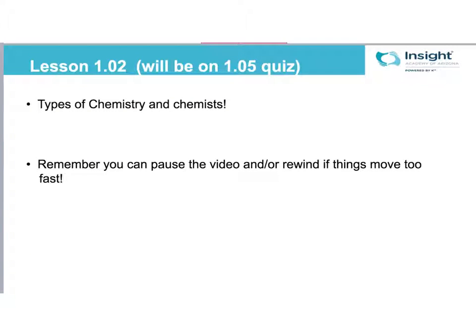Alright, so welcome to lesson 1.02 in Chemistry A. This lesson discusses chemistry in general, but the big focus is on types of chemistry and chemists. So we've already talked about the fact that chemistry is the study of matter, and matter is everything that you can see, touch, hear, feel, smell. Alright, so we can break this down into a bunch of different subcategories of chemistry. And that's where the different types of chemists come into play.